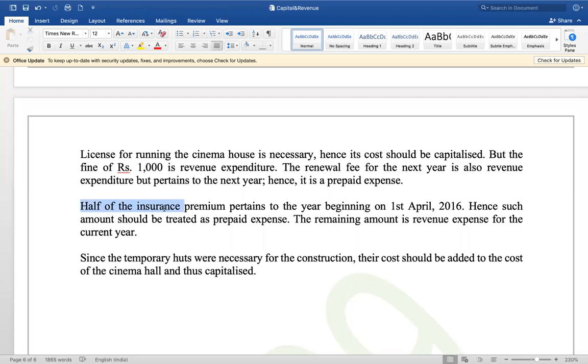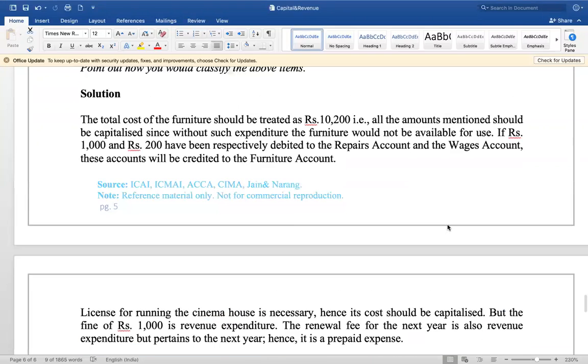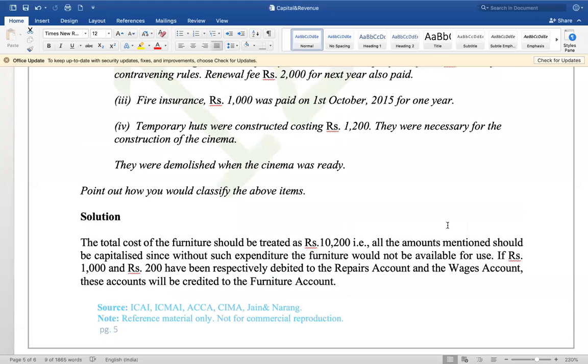Half of the insurance premium pertains to the year beginning on 1st April 2016, and such amount should be treated as prepaid expenses. The remaining amount is revenue expense in the current year. Yes. Good attempt. Next, who will take the next?